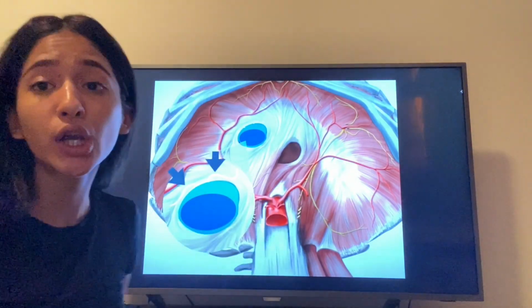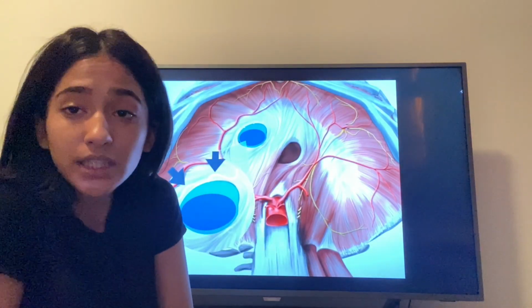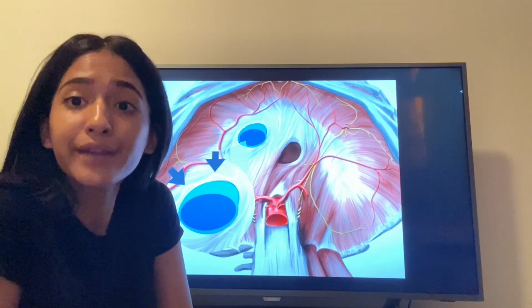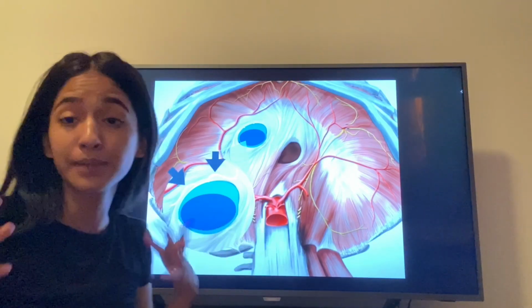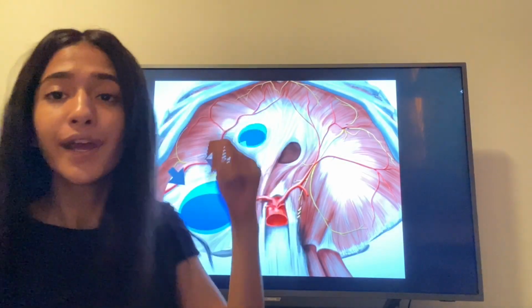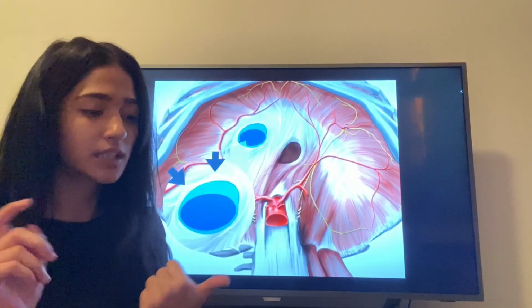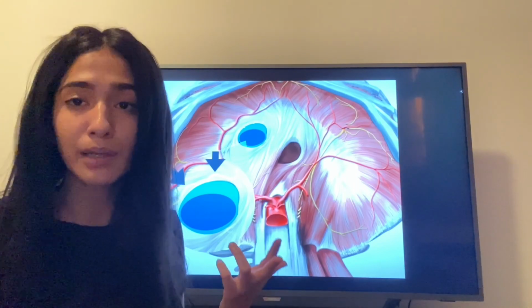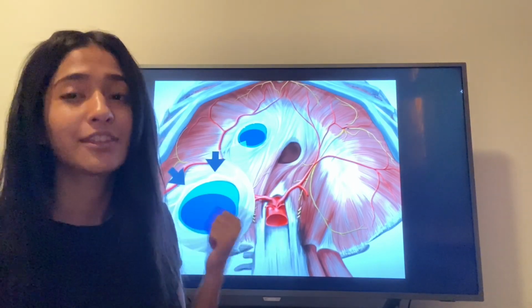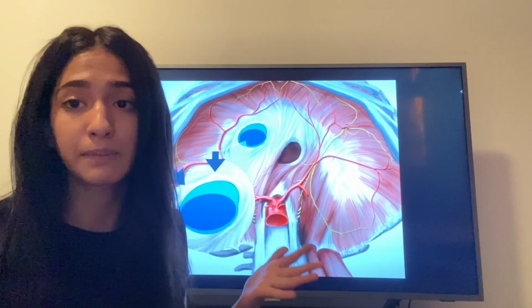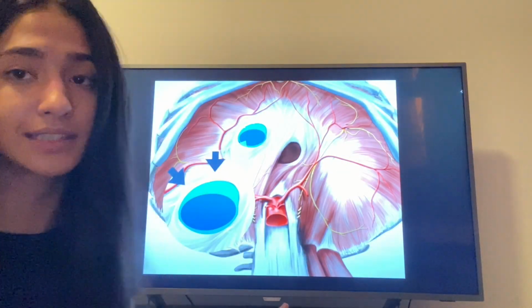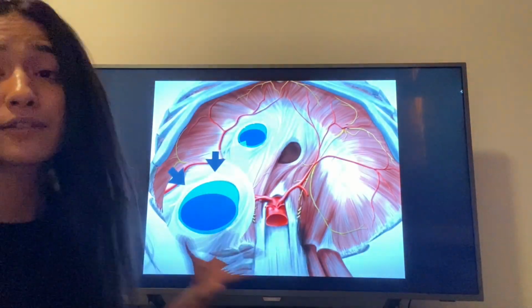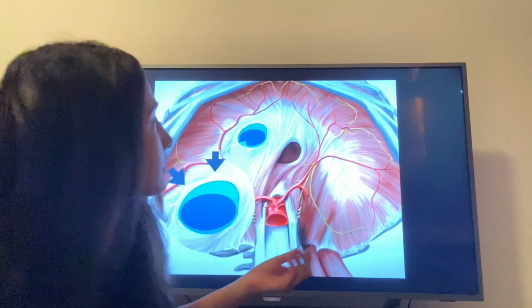So what nerves innervate the diaphragm? The nerves that innervate the diaphragm are the phrenic nerves. To make it easier for you to remember, the phrenic nerves arise from C3, C4, and C5. So to remember, you can say that C3, C4, C5 keep the diaphragm alive. That's a really easy way to remember where the phrenic nerve comes from and what it innervates.